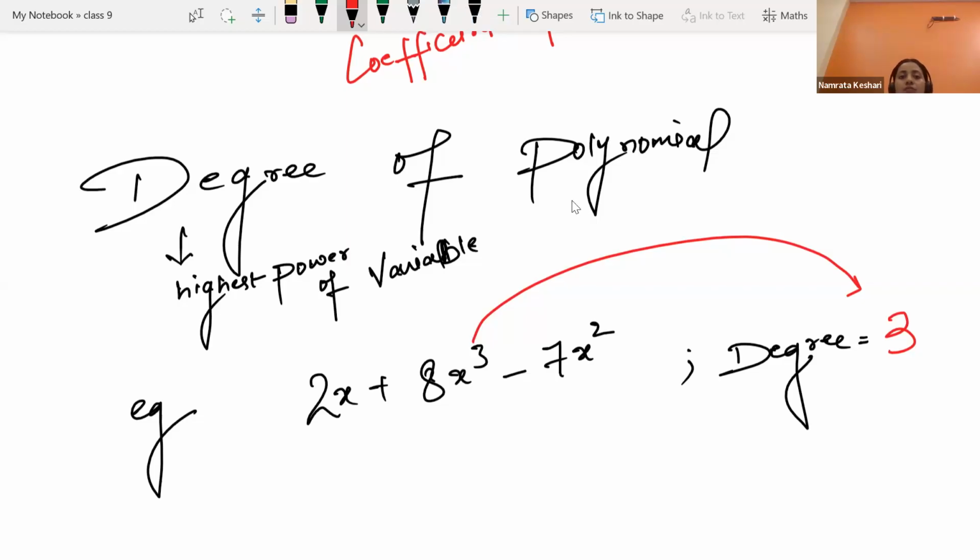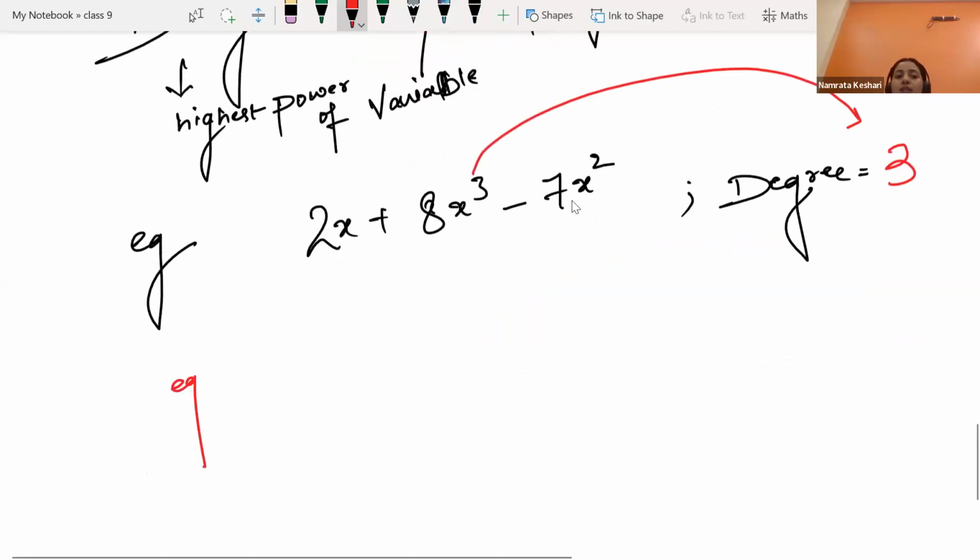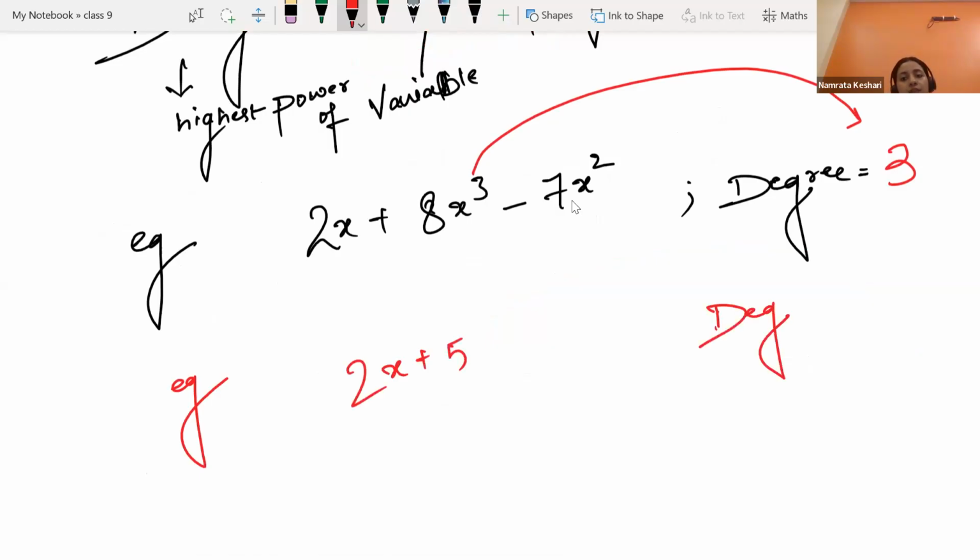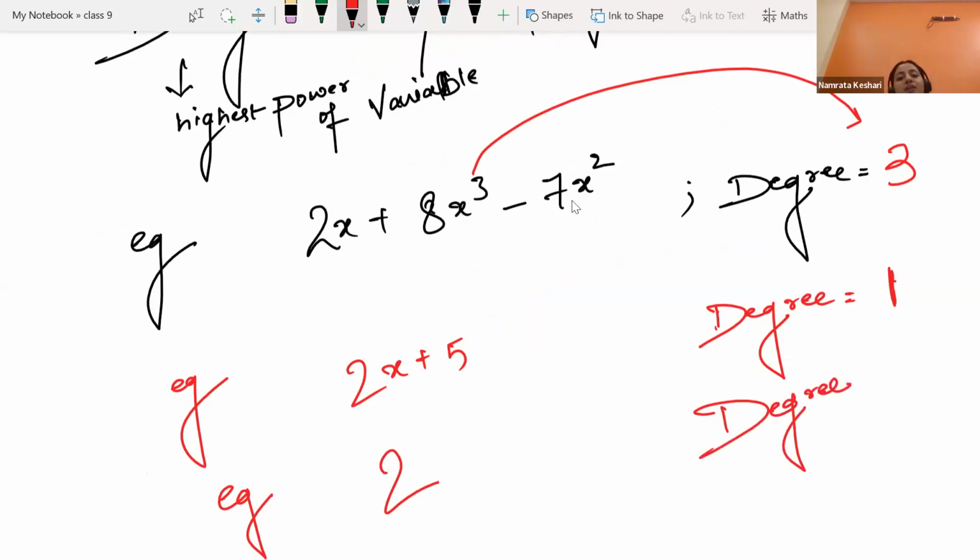If I write another polynomial, 2x plus 5, what is the degree of this polynomial? 1. Okay, perfect. If I write the polynomial just 2, please tell me what is the degree of the polynomial. Take a pause, take your time, and tell me what is the highest power of the variable over here. 0. Is it 0, Pranav?